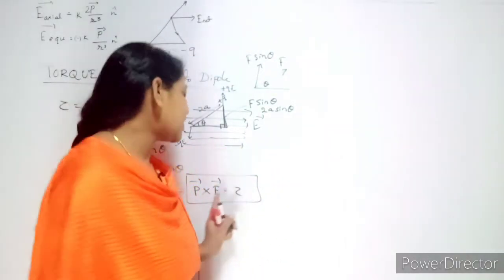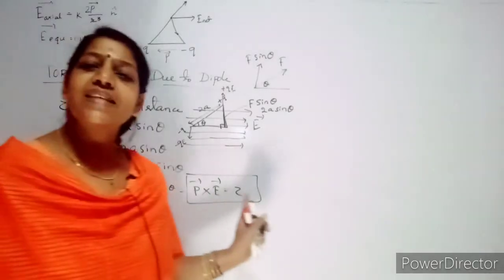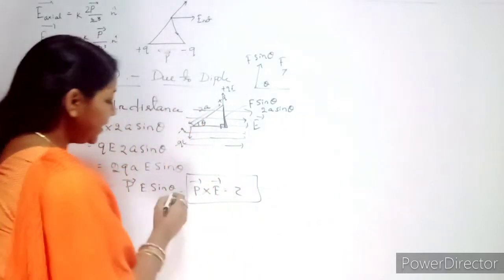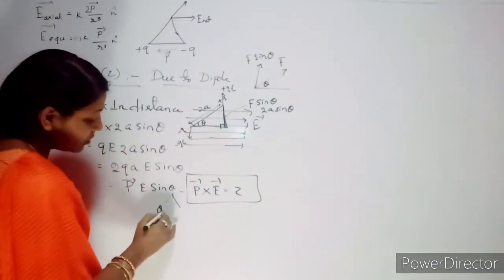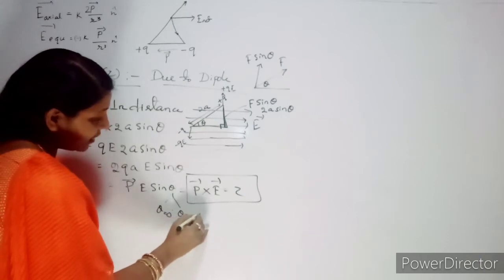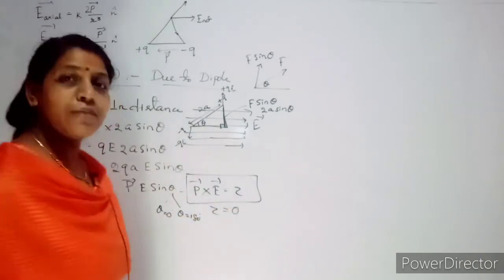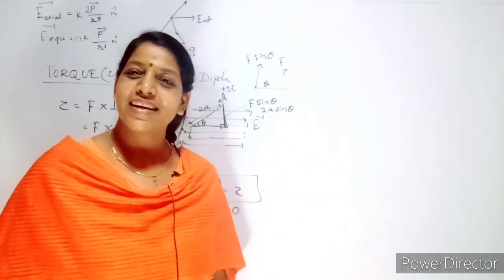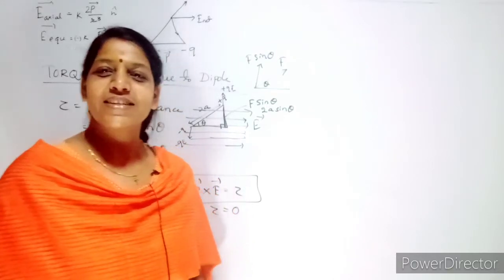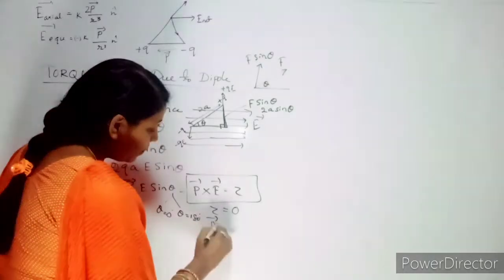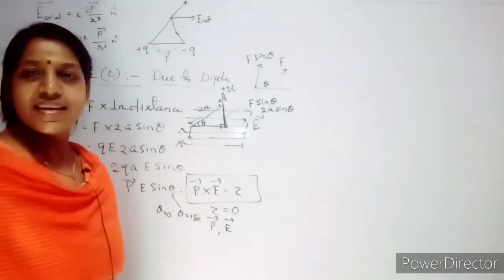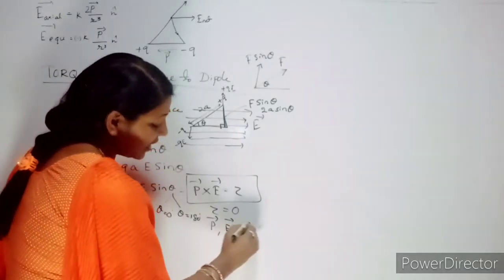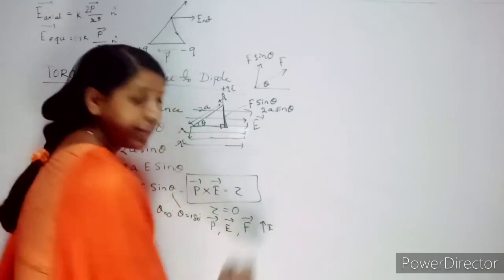Now from here one important concept is that when you get the product P sin theta, sin theta will be 0 when theta is 0 or theta is 180 degrees. So when theta equals 0 or 180 degrees, your torque will become 0. But will the force be 0 at that time? No, force will not be 0. If P and E are in the same direction, meaning your angle is 0, the force will be in the direction of increasing electric field E.